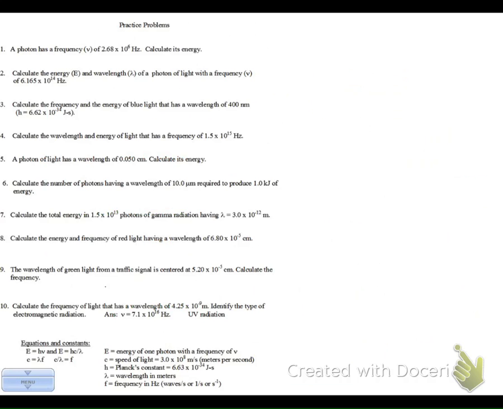Number one, a photon has a frequency of 2.68 times 10 to the 6 hertz. Calculate its energy. Well, we know that energy is E equals hf. I'm using F for frequency. The problem here uses the Greek letter nu. I don't like nu because it looks like V for velocity. I think it confuses you, so I'm going to use F for frequency.